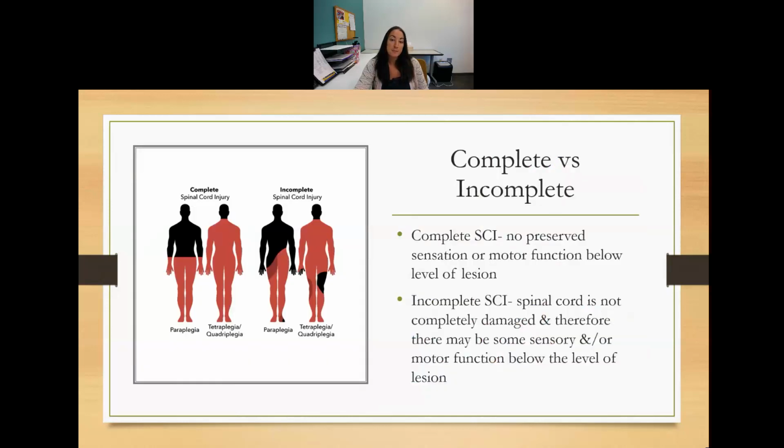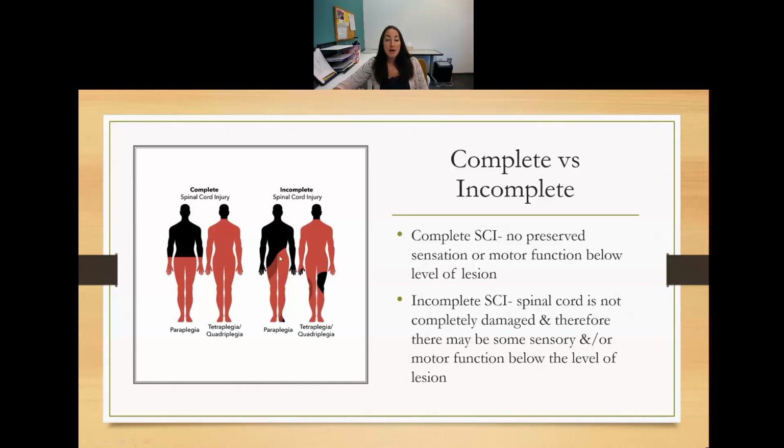Complete versus incomplete. So a complete spinal cord injury, there is no preserved sensation or motor function below the level of lesion. So if the level is down low, let's say L3, that has to be higher because it's affecting the hands. But there is no sensation, no motor control below that level.